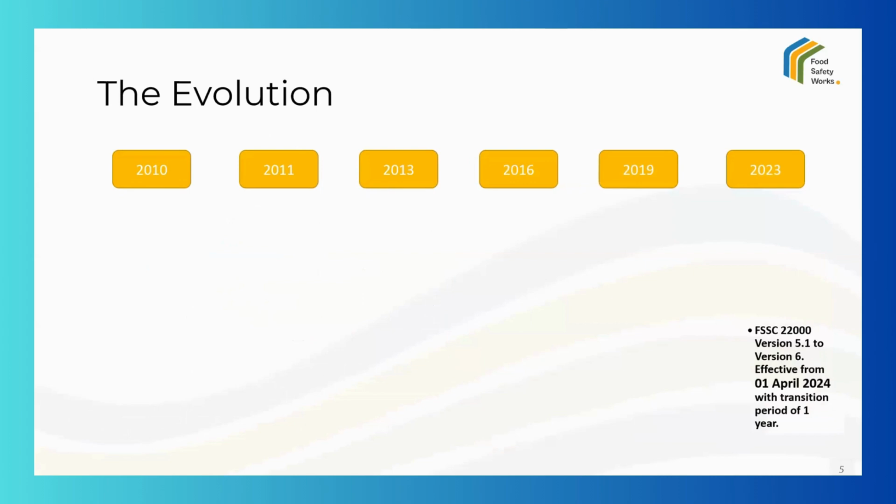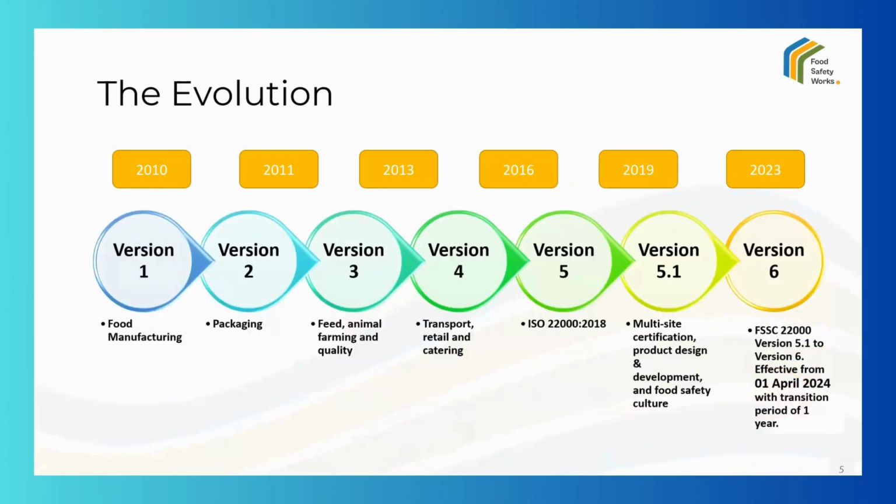So if we look at the evolution, 2010 is when version 1 was first laid out, just having food manufacturing as the scope in the FSSC. Version 2 happened with packaging. Version 3 happened with feed, animal farming and quantity. Version 4 happened in 2016, wherein transport, retail, and catering were added.